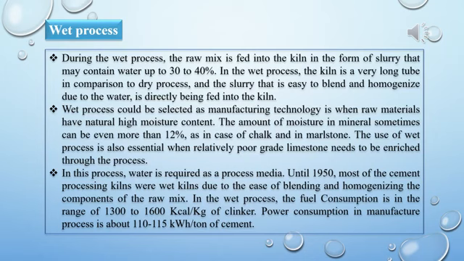Now, the second point is that the wet process could be selected as manufacturing technology when raw materials have naturally high moisture content. The amount of moisture in minerals sometimes can be even more than 12%, as in the case of chalk and marl stone. The use of wet process is also essential when relatively poor grade limestone needs to be enriched through the process. Now in the second point, students, he is explaining the advantages of wet process.